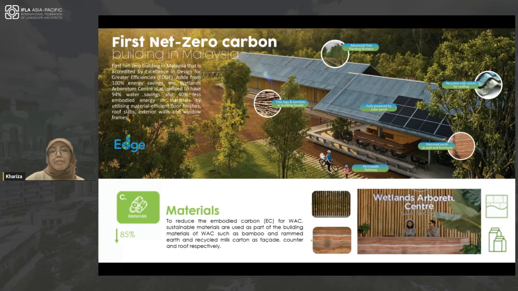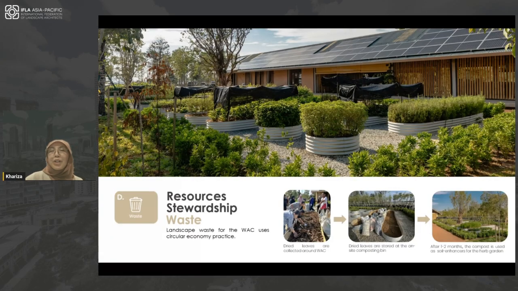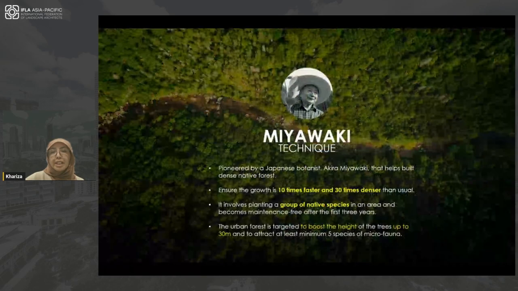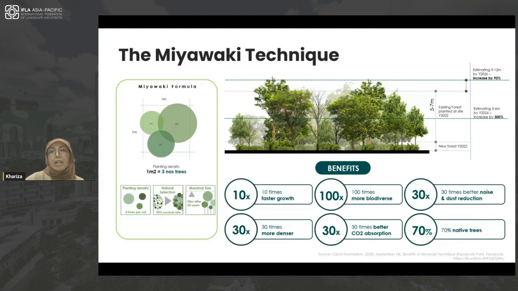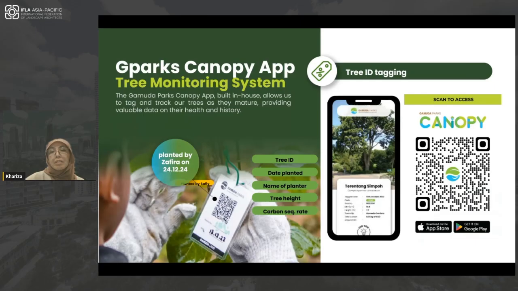So we also have a mini organic farm where we conducted composting workshops and some activities which you will see later. So we started with planting more than 150,000 trees using the Miyawaki technique. By doing so, we actually increased the tree growth and the density of the landscape area. This is how we mimic the forest.